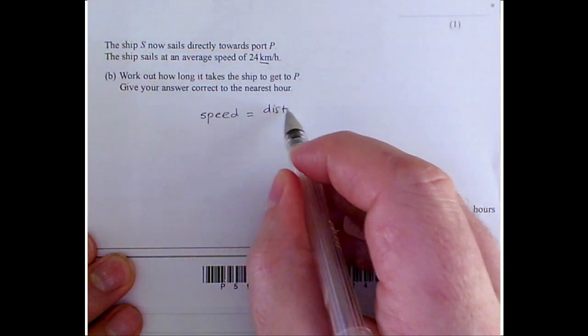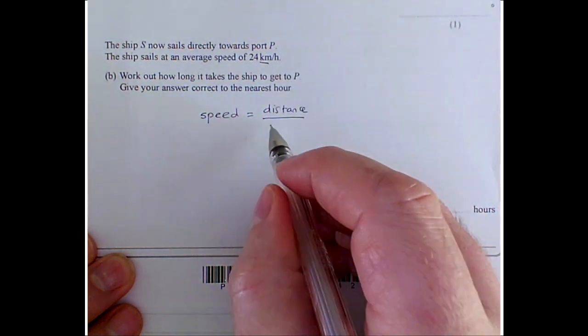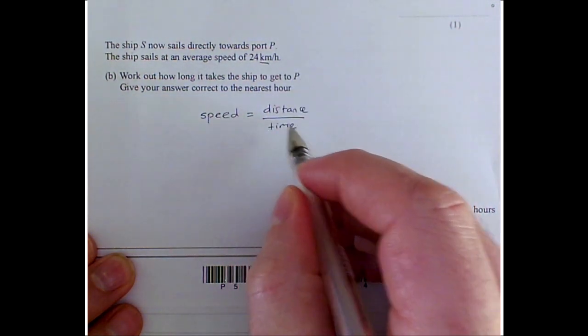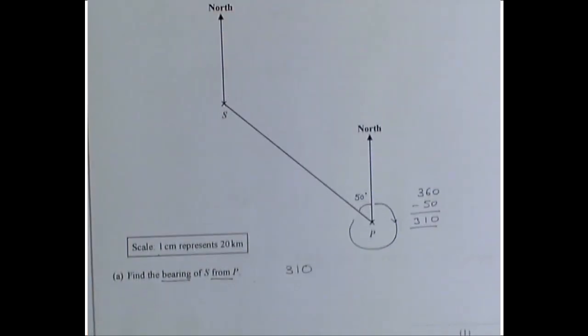You see how you don't really need any of those complicated physics triangles. You just look at the units. Kilometers per hour means distance divided by time. That's what speed is. So I need to know the distance. How far away was that ship?